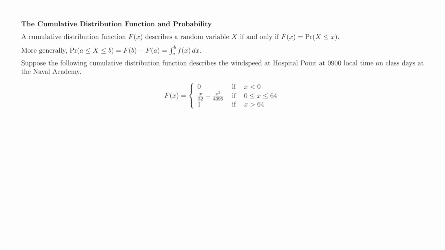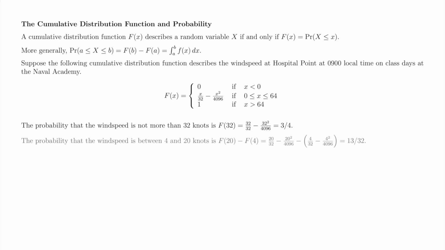Let's use our CDF for wind speed to find the probability of some wind speed events. The probability that the wind speed is not more than 32 knots is F of 32 equals 3/4. The probability that the wind speed is at least 4 but not more than 20 knots is F of 20 minus F of 4 equals 13 out of 32. The probability that the wind speed is exactly 6 knots is the probability that it is between 6 and 6 knots, which is 0.